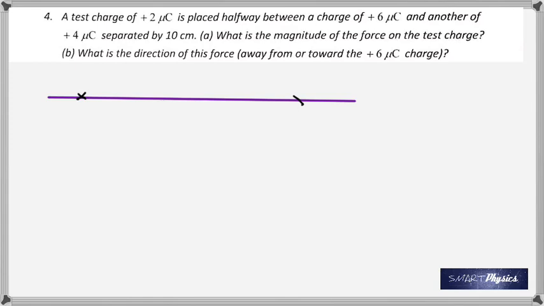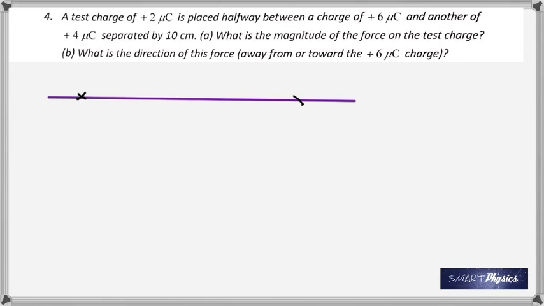Now, usually a test charge is +1 coulomb, unless otherwise specified. In this case, it says a test charge of +2 microcoulombs. See? So you have to imagine that is kept there. Does it matter what side? It does not. So you have a test charge of +2 microcoulomb, which is placed halfway between +6 and +4, isn't it? Separated by 10.